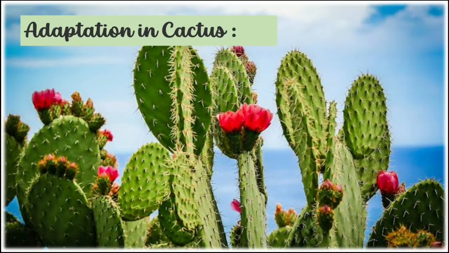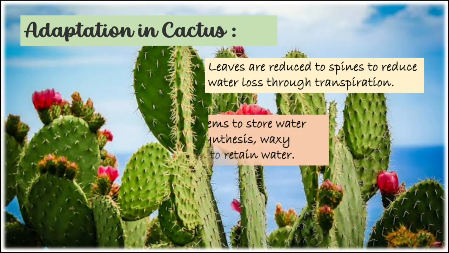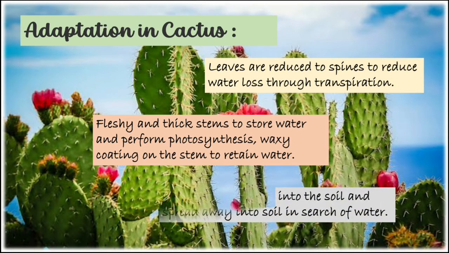In today's lecture, we have discussed adaptation in the cactus. The leaves of a cactus plant are reduced to spines to reduce water loss through transpiration. A fleshy and thick stem stores water and performs photosynthesis. A waxy coating on the stem retains water. The roots of a cactus plant penetrate deep into the soil and spread away into the soil in search of water.